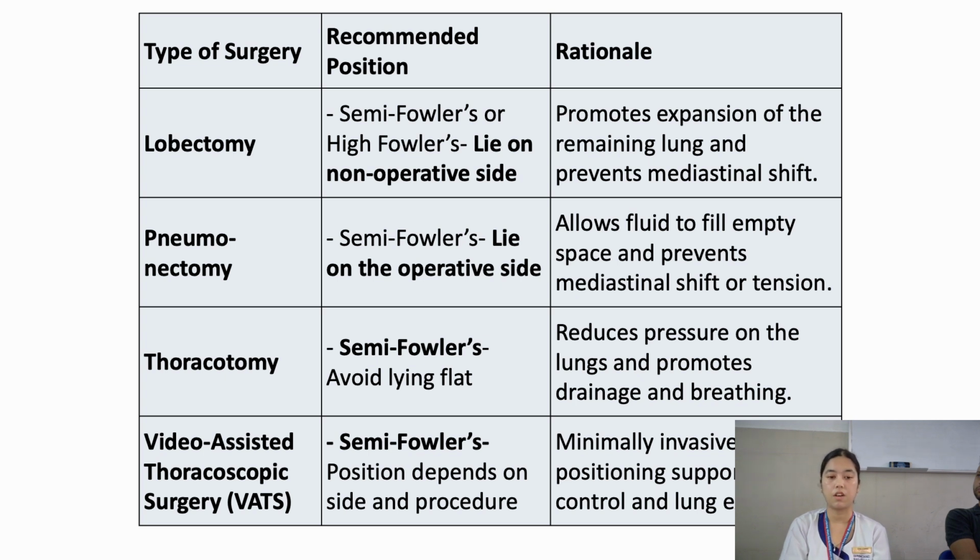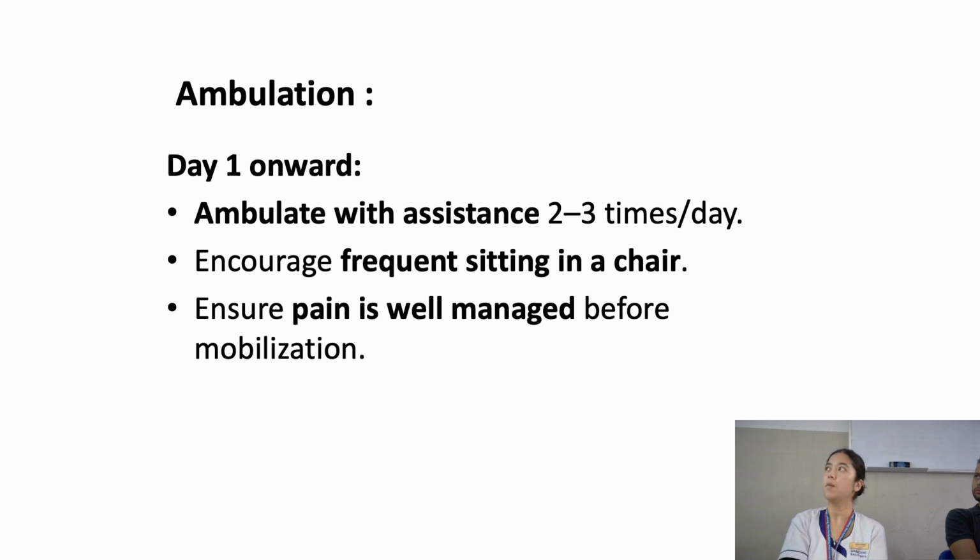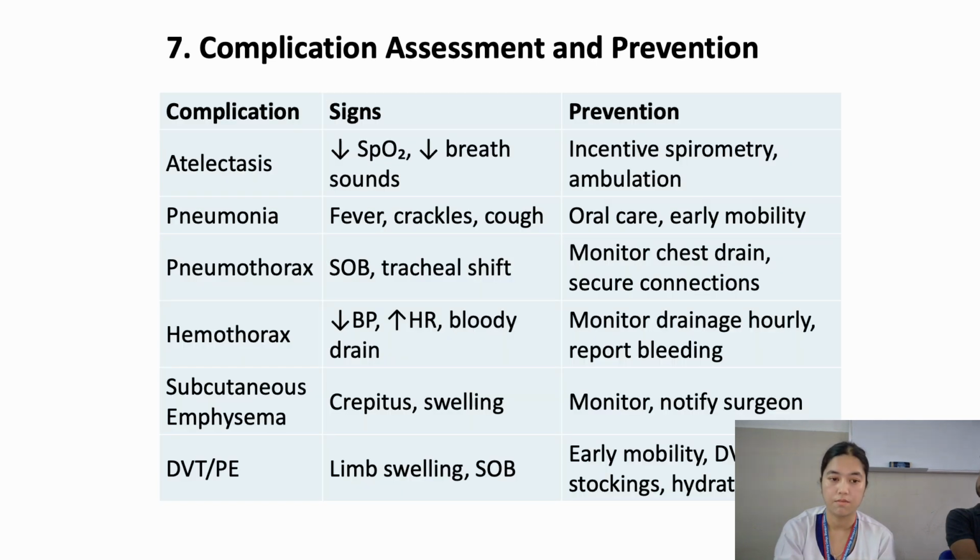Thoracotomy, semi-Fowler's position, avoid lying flat, which reduces pressure on the lung and promotes drainage and breathing, while VATS, usually semi-Fowler's position. Position depends on the size and site, and as it is minimally invasive surgery, it helps in positioning and support. About ambulation, from day one onwards, ambulation is done with assistance 2 to 3 times per day. We nurses must encourage the patient toward early ambulation and ensure that pain is well managed before mobilization, and encourage frequent sitting in a chair.